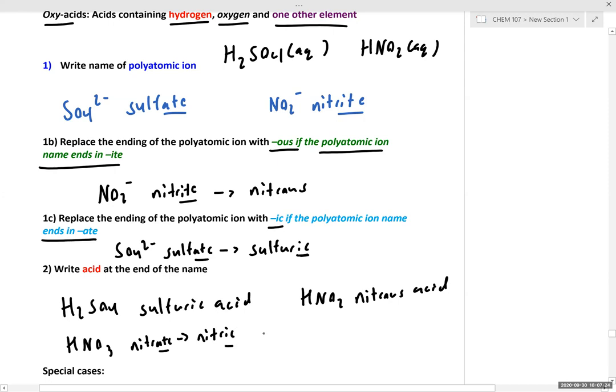So we call HNO3 nitric acid. This is why you need to know the names of your polyatomic ions as well, so you can name your polyatomic acids and your oxyacids. Does that make sense?